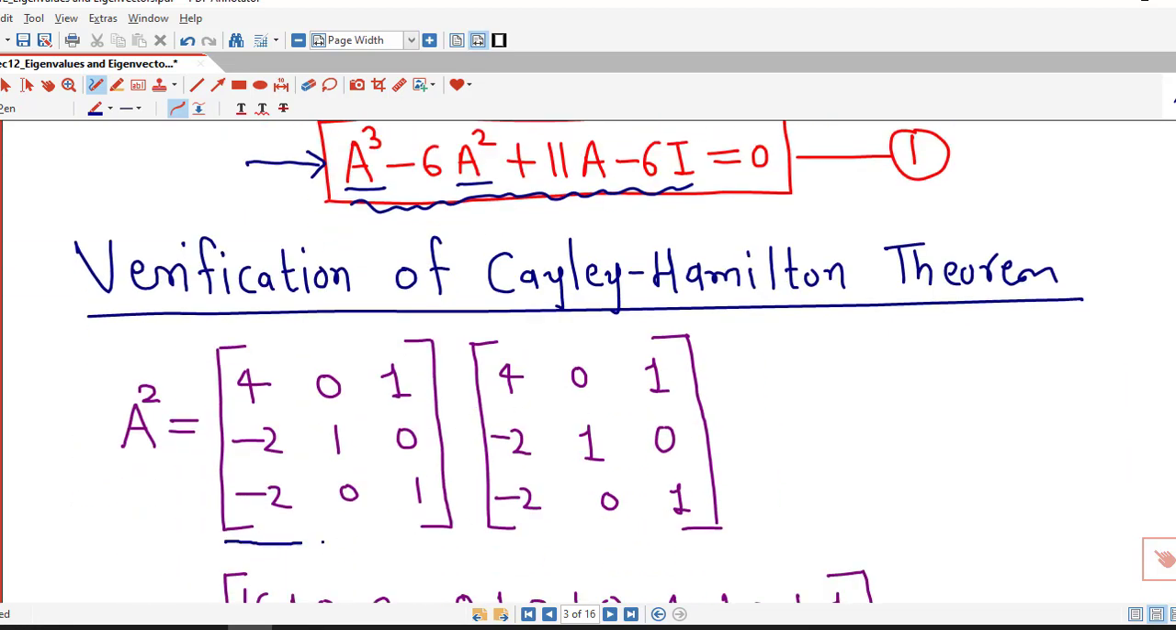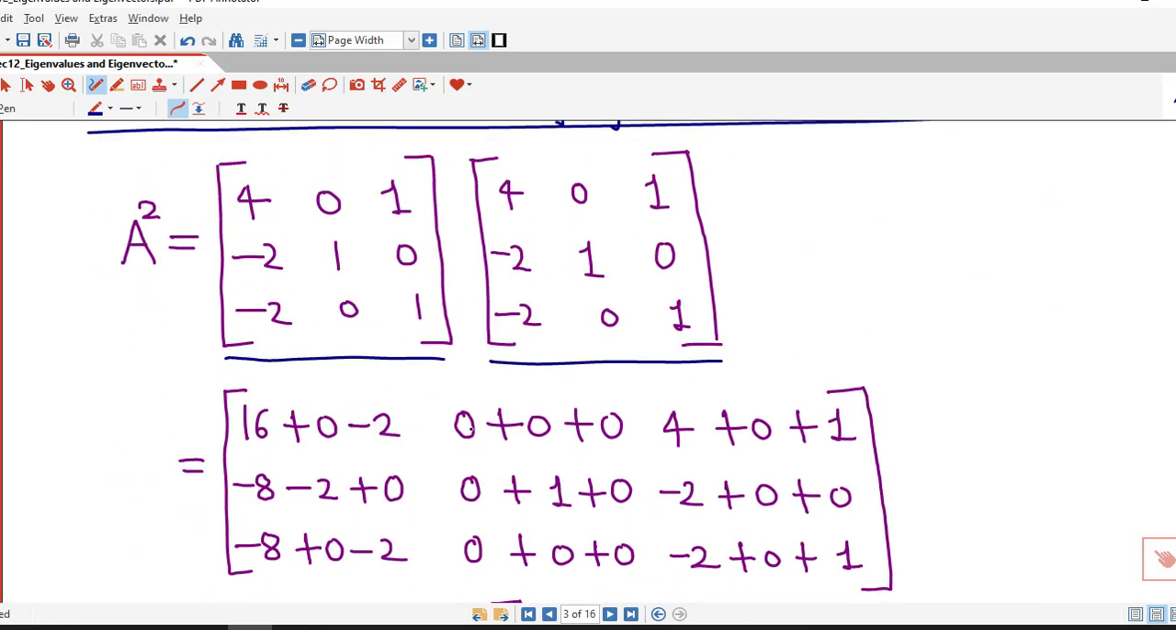So here we have taken the multiplication of A with itself. This is the given matrix. So we consider multiplication in this way. First row into first column. So 4 into 4, 16, plus 0 into minus 2, plus 1 into minus 2. Then first row second column, 4 into 0, 0, 0 into 1, 0, and 1 into 0, 0. First row third column, 4 into 1, which is 4, this is 0, this is also 0, and 1 into 1 is 1.